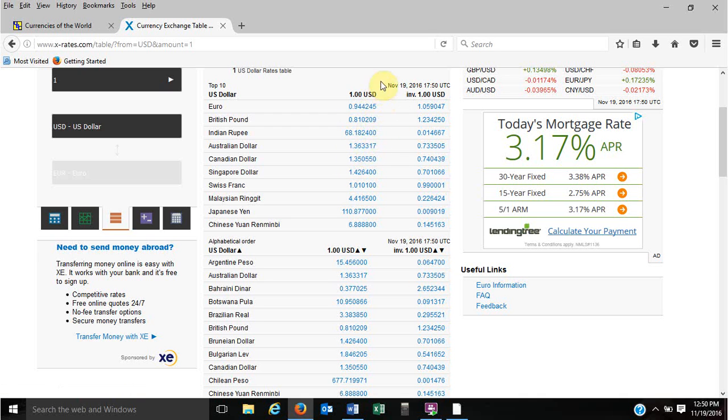This indirect quote is the price of $1 in terms of the foreign currency. So for example, it takes 0.94 euros to buy $1. It takes 68 Indian rupees to buy a dollar. It takes 110 Japanese yen to buy a dollar. Conversely, the second column, this inverse dollars, is how many dollars it takes to buy the foreign currency. It takes $1.06, we'll say, to buy 1 euro. $1.23 to buy a pound. It takes 70 cents to buy a Singapore dollar, and so forth.